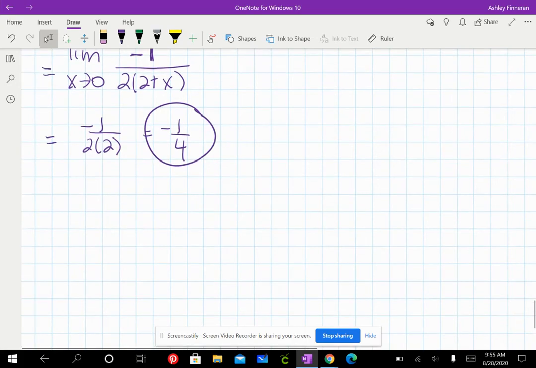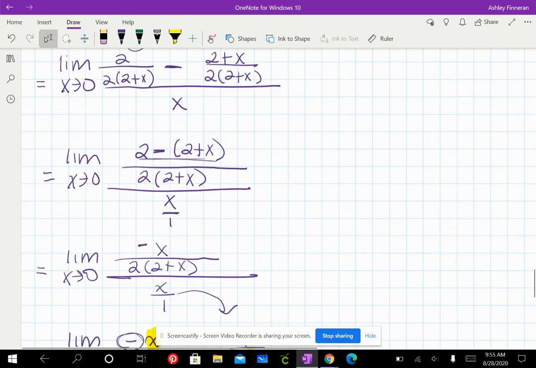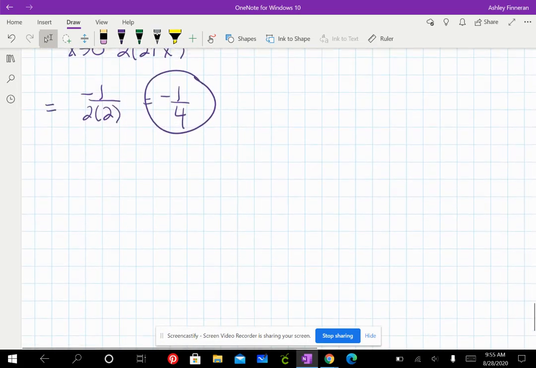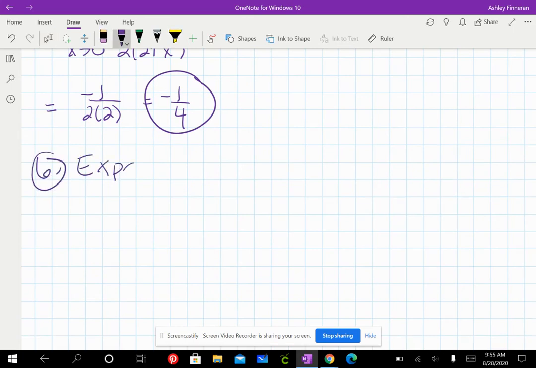All right. And the last method, so this was, did I write it down? Yep, I wrote it down. The last method, I'm going to call expand and simplify.